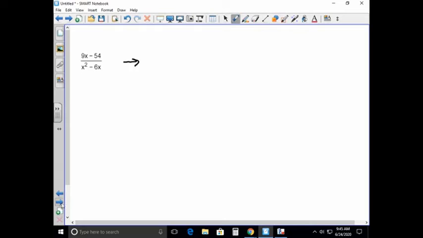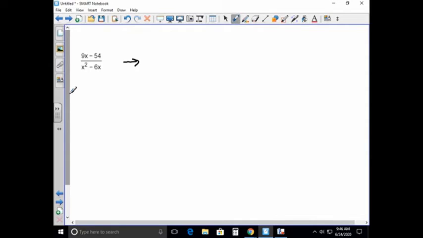We can't just go in and say, well, I want to cancel that x with that x, and 6 goes into 54 9 times. We can't do that because the 54 is part of a term, or is a term. It's being subtracted from something. The x is part of a term that is being subtracted from something. 9x is a term. So if it's a term or part of a term, we can't use it to reduce the fraction. It has to be factored.